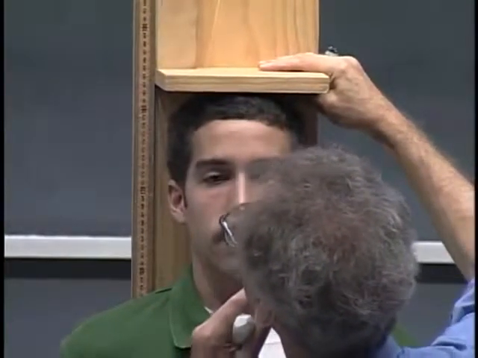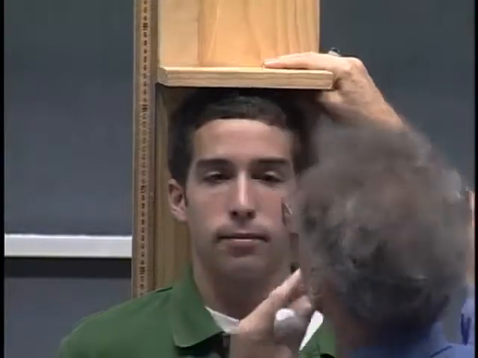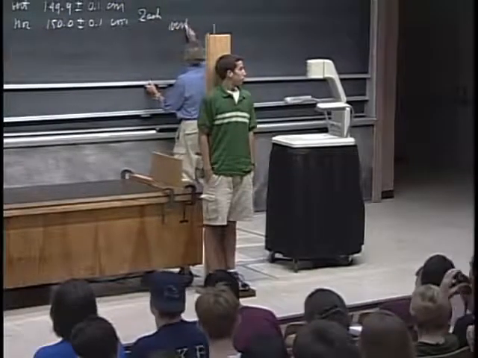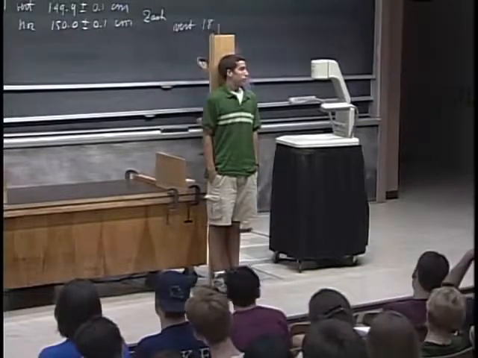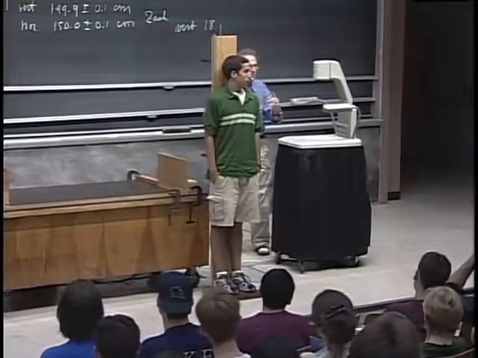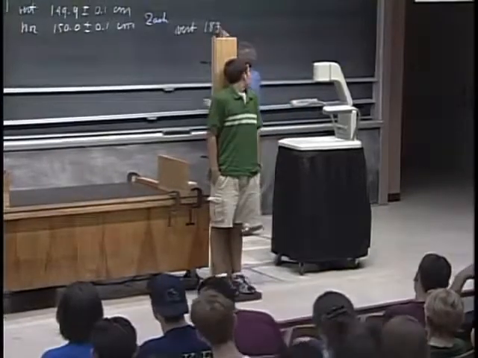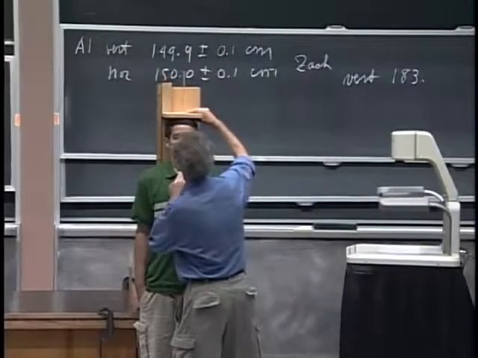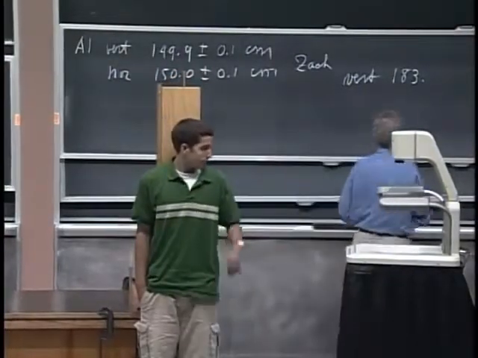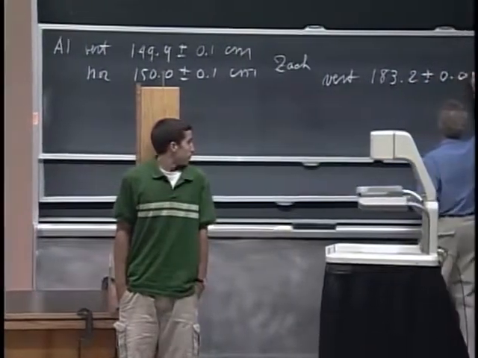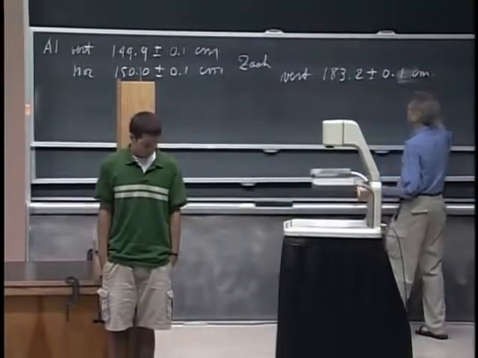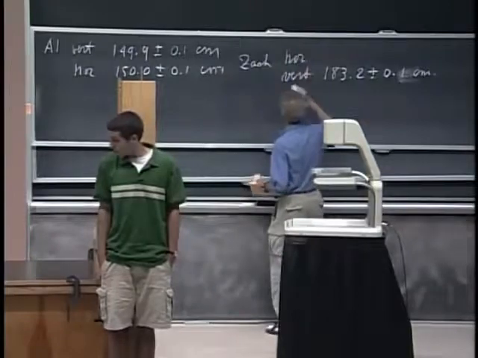Okay, 183.2. Stay there, don't move. This is vertical. What did I say, 180? 183.2, yeah. And an uncertainty of about 0.1 centimeters. And now we're going to measure him horizontally.